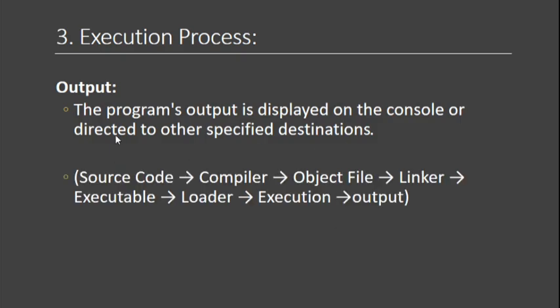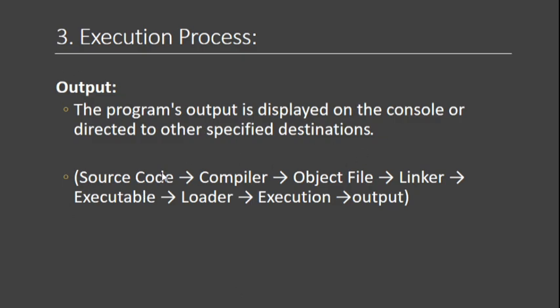Finally, the output. The program's output is displayed on the console or directed to another specified destination. For example, I may see the output on my laptop screen, or on the desktop, or on the projector, because the CPU is connected to the projector. These are the various specified destinations where I am going to see my output.